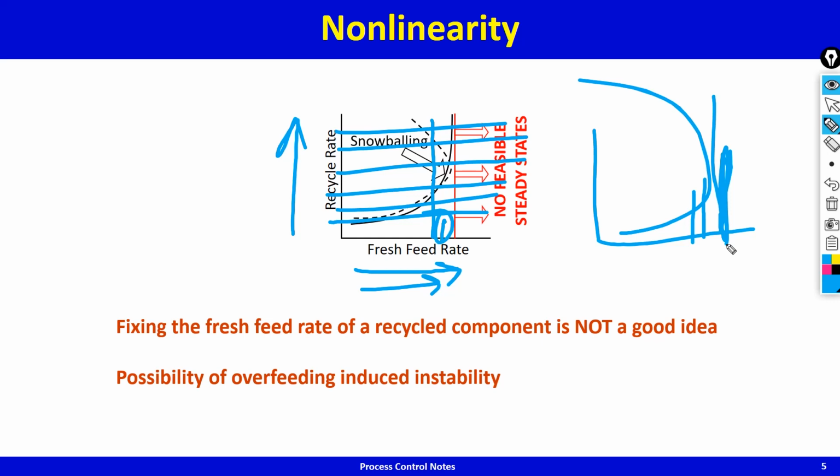And in this case, the operator will then be very, very conservative. He'll say, well, I'll set it here and I'll never go to that region where you don't know where the cliff is. This is like falling off a cliff. You keep walking, and suddenly there's nothing there. You just fall off the cliff. So specifying this guy is not a good idea. Specifying this guy is a good idea. So fixing the fresh feed rate of a recycled component is not a good idea because there is always the possibility of overfeeding induced instability. There are also very sound dynamic reasons for not doing it. We'll talk about that maybe in the next lecture.